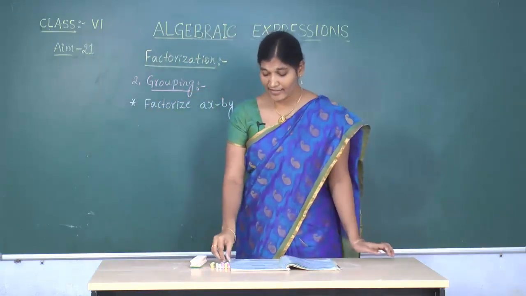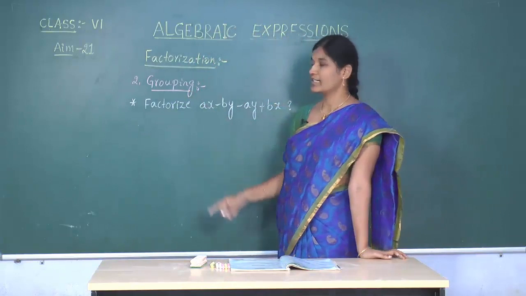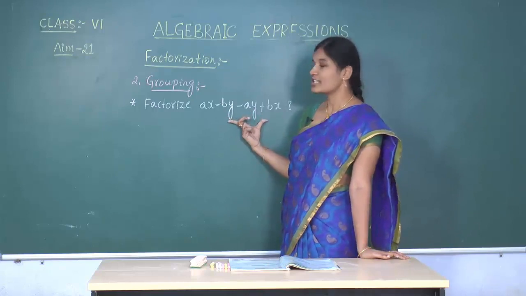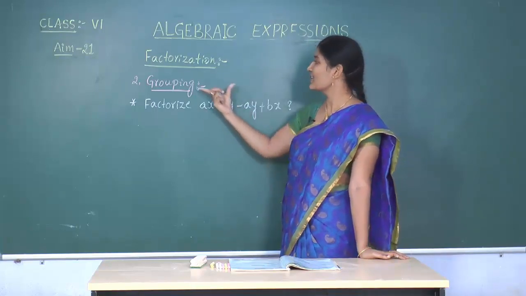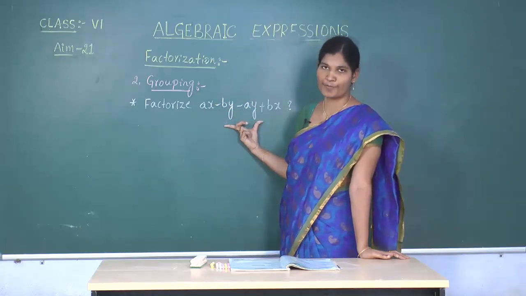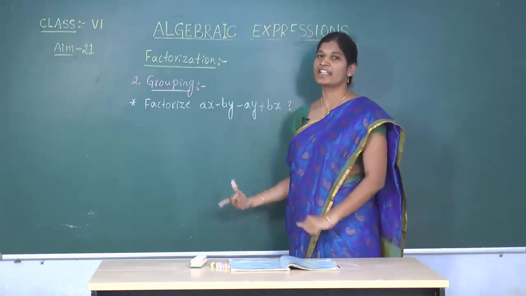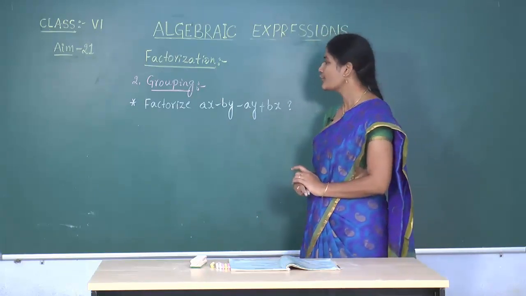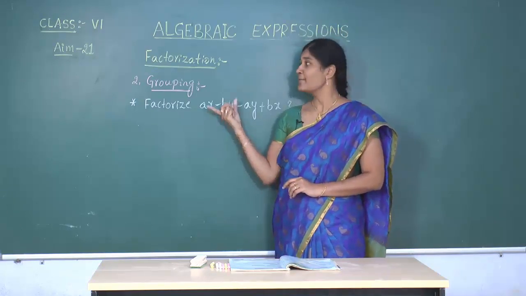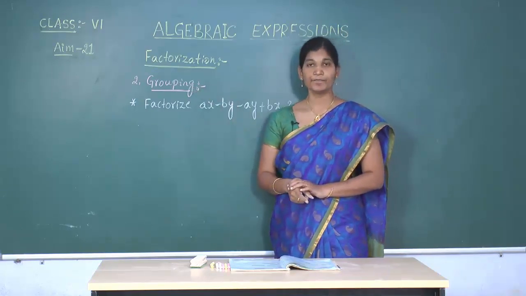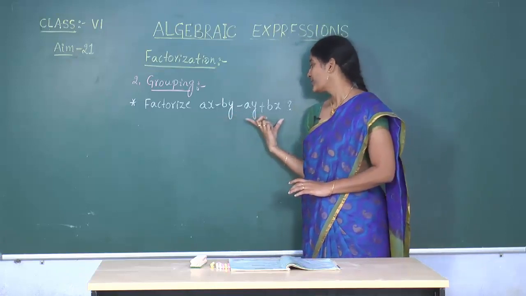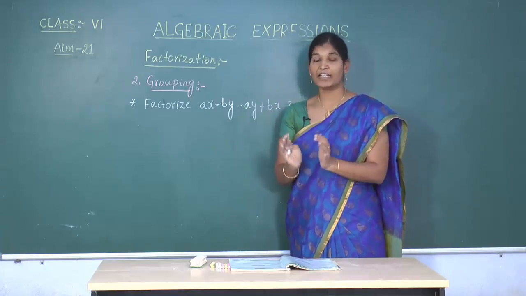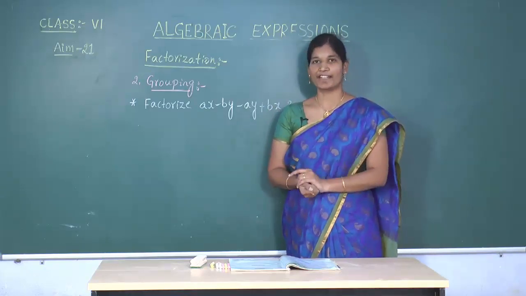Now how to factorize this problem in this method? In grouping, we have to arrange the terms in the given algebraic expression into some groups such that each group should contain a common factor. First of all, we have to remember whenever we factorize the given algebraic expression in the grouping method, we arrange the terms into some groups such that each group should contain a common factor.